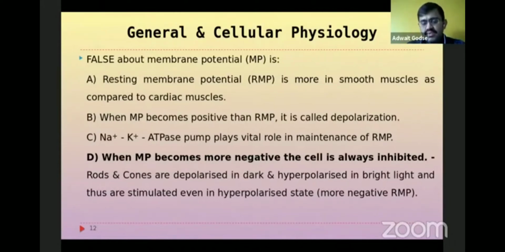Sodium potassium ATPase pump, yes. I tell you why it is necessary: it is hypothesized that 50% of your energy requirement is for maintenance of the sodium potassium ATPase pump. Is it fine? So answer here is, when membrane potential becomes more negative, cell is always inhibited is a false statement. Let's go ahead. Now let's talk a bit about transport across cell membrane. Facilitated diffusion is non-saturable.